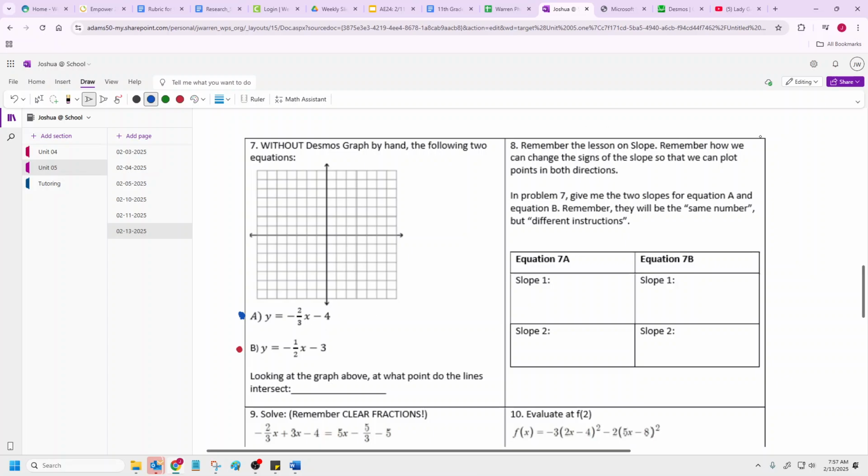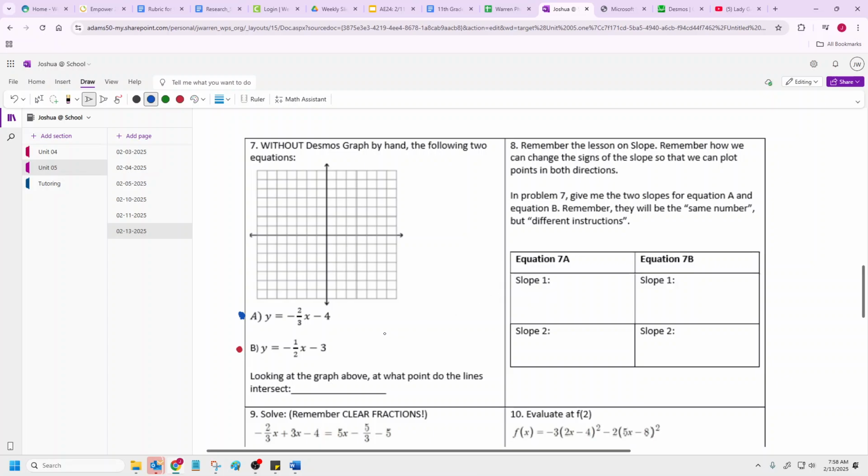Remember, and don't write this down. If I had 8 divided by -2, that is -4. But if I had -8 divided by 2, that is also -4. But here's the deal. They're the same number, but they contain different instructions. So that really matters. And I want you to make sure you write both of your slopes.